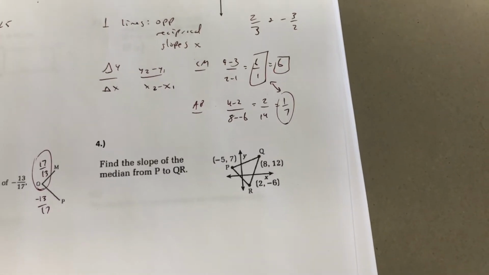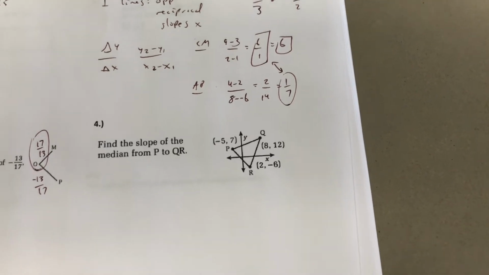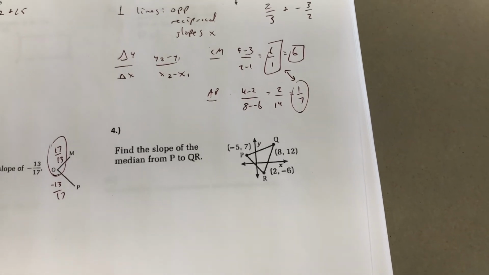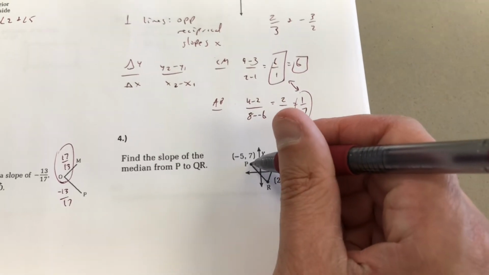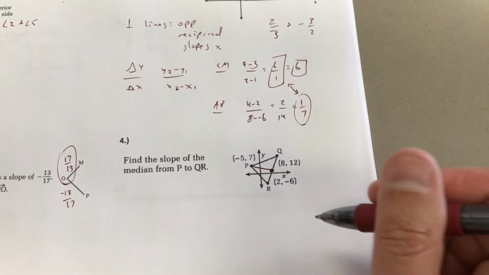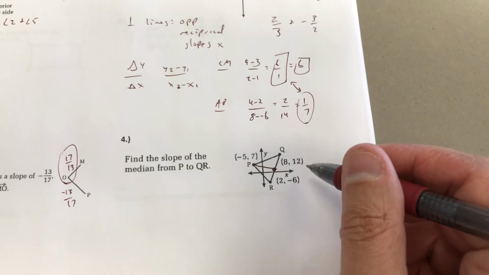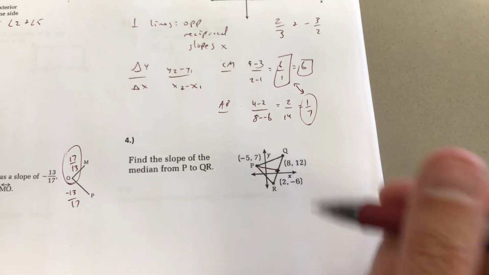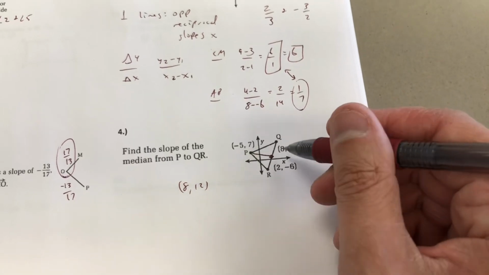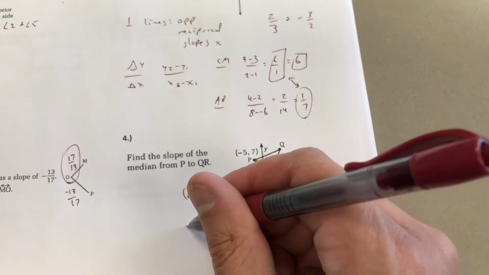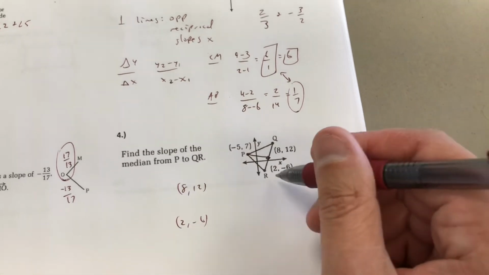All right. And then the last one here, they want us to find the slope of the median from P to QR. So P is right here, QR is over here. The median's going to go right there. So we've got to find the coordinates of the median. And it looks like we're finding the midpoint between 8, 12, which is point Q, and 2, -6, which is going to be point R.